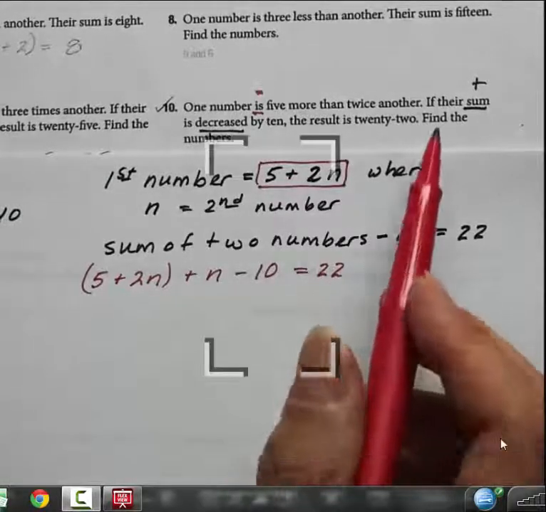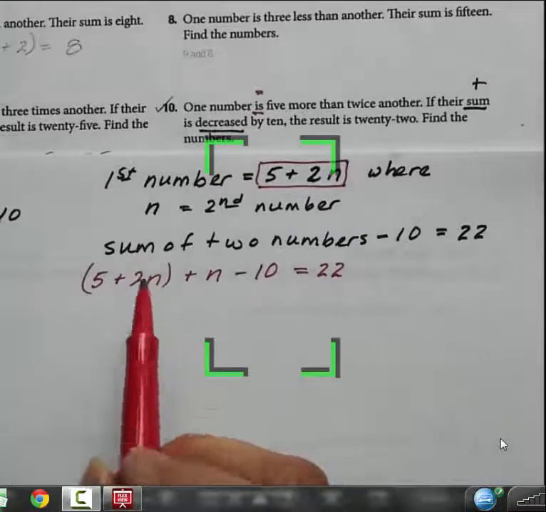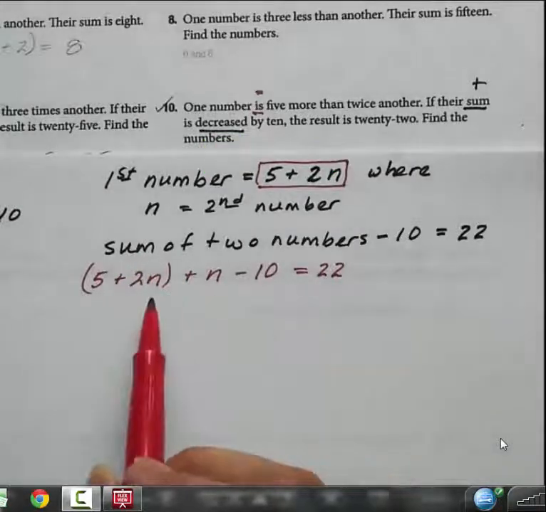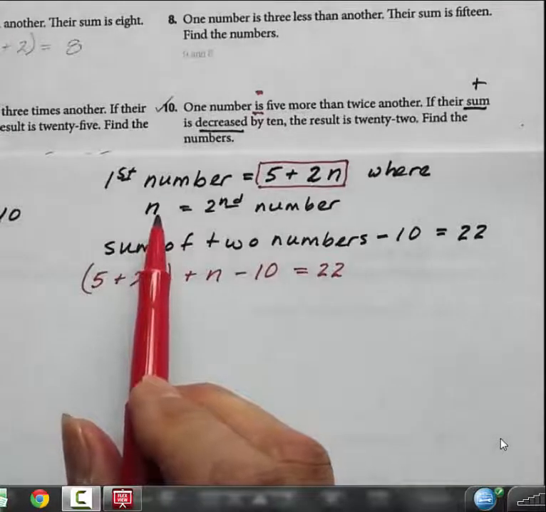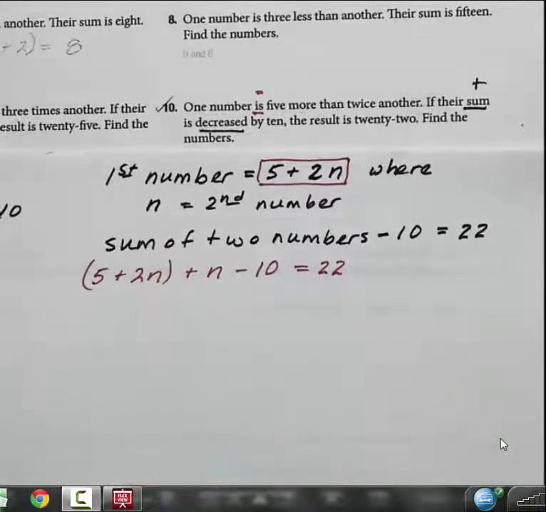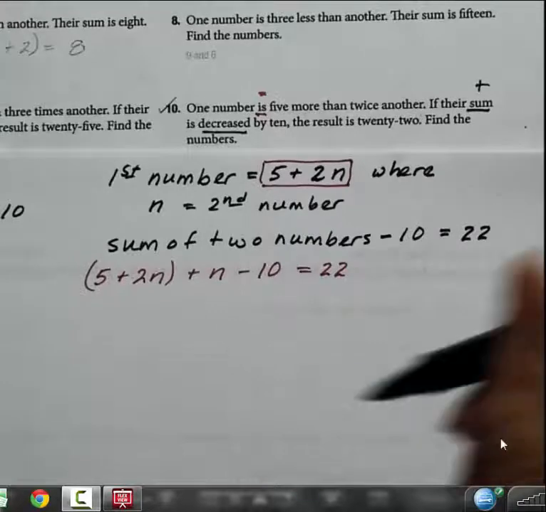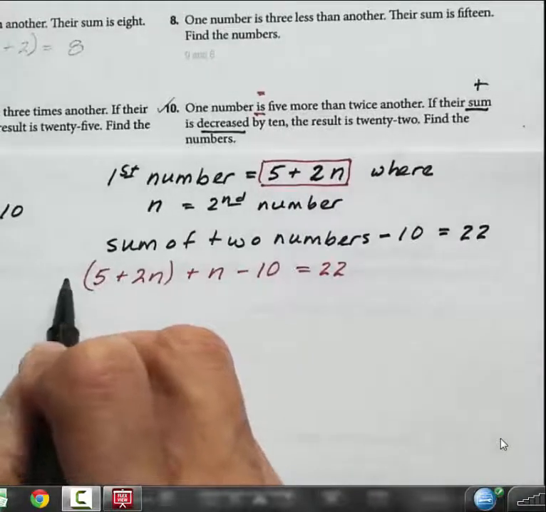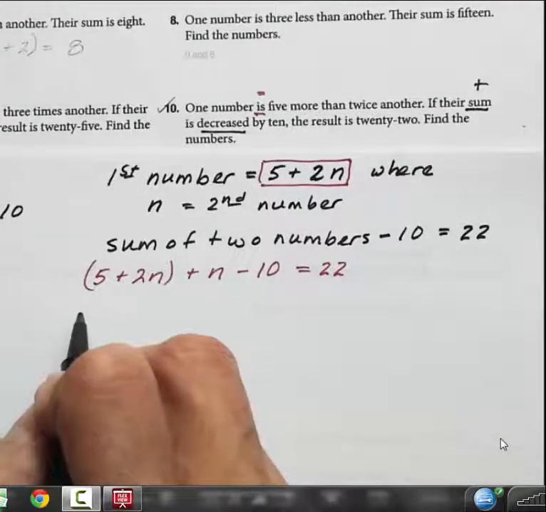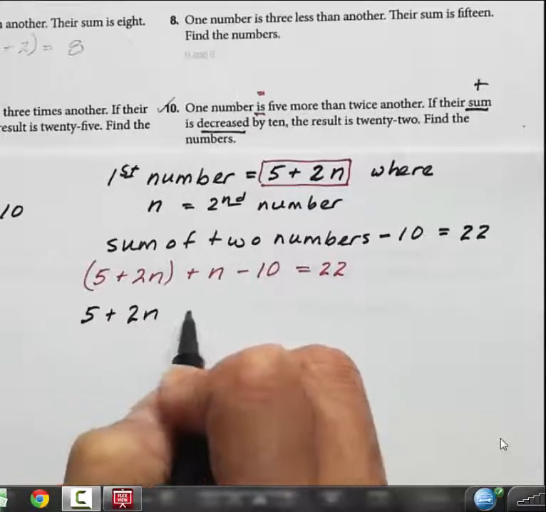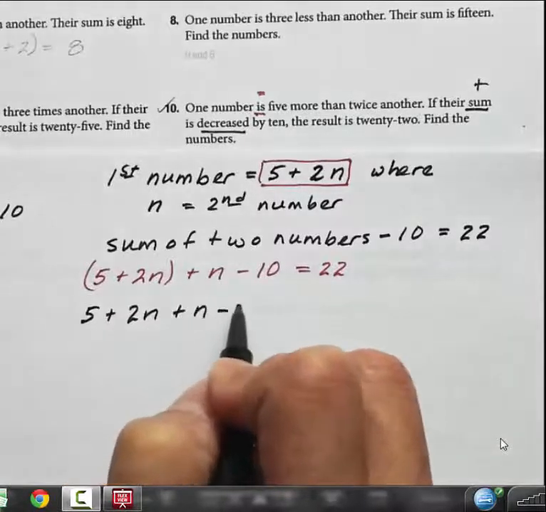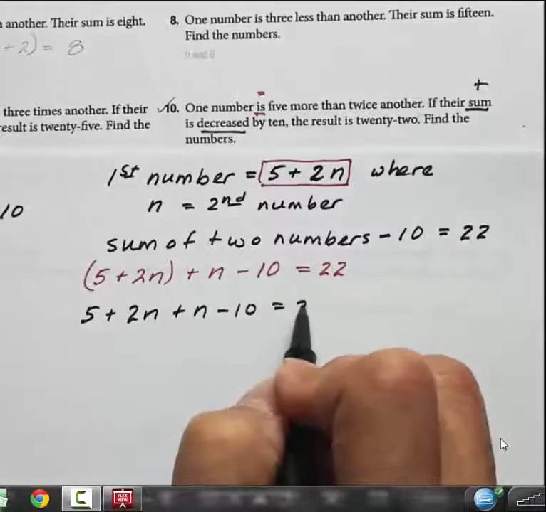And then it says find the numbers. Well, when I go to solve this problem, the number I'm going to find is the second number because n is representing my second number. So I'm going to go through and solve this problem. I'm going to remove the parentheses here. I don't have anything in front of the parentheses. I don't need to worry about the distributive property. So I have 5 plus 2n plus n minus 10 equals 22.